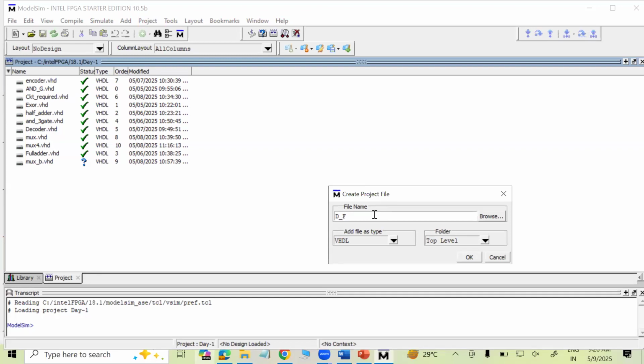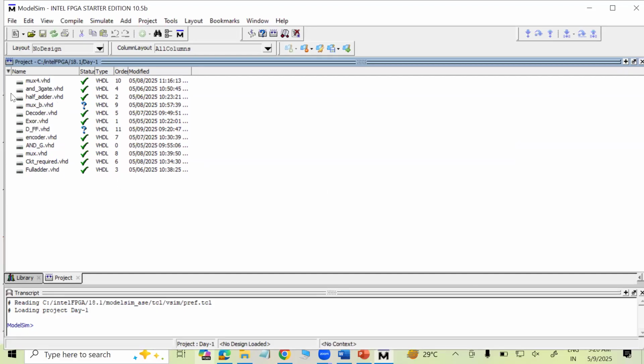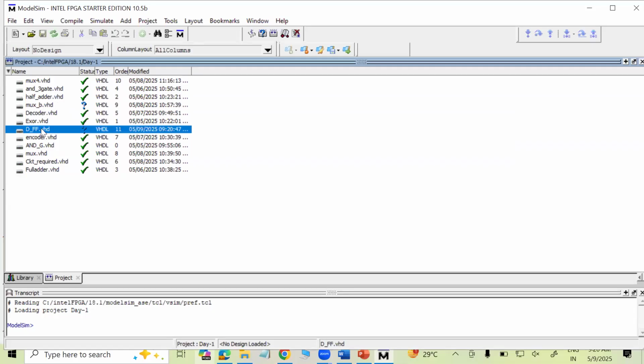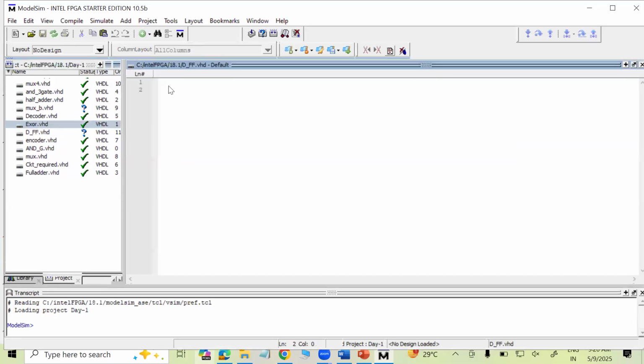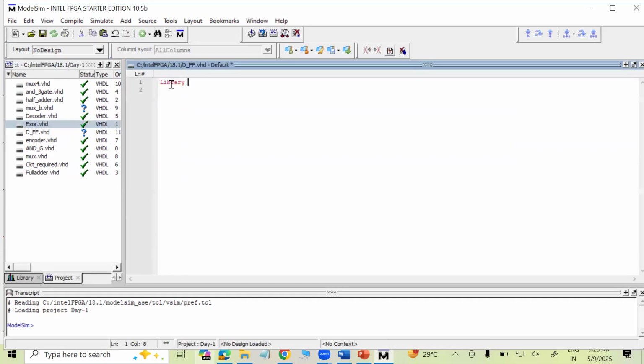So just adding the D flip-flop here. Library IEEE; use IEEE.std_logic_1164.all; the entity d_ff is. You must know the D flip-flop.